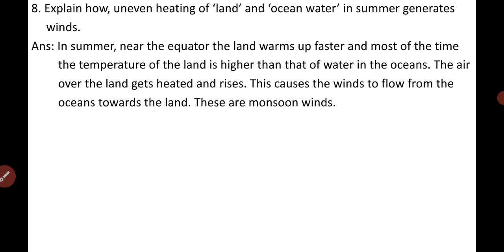Clear? So this is the answer of question number 8. You can pause the video again and you can note it down.